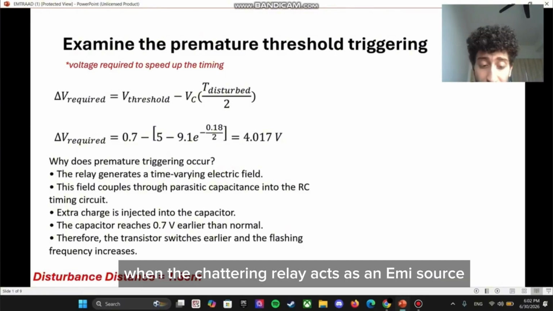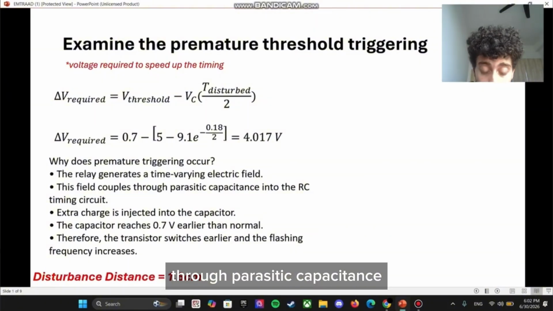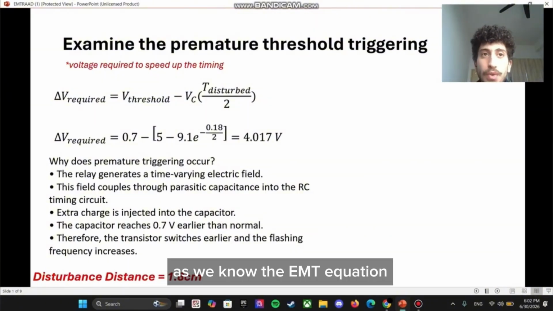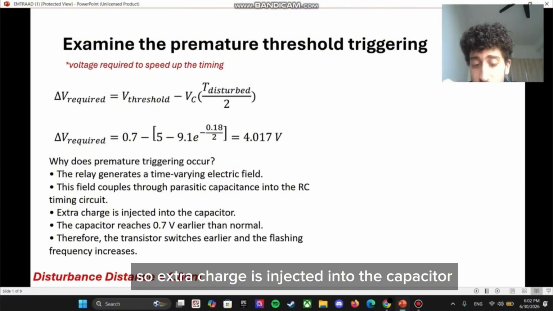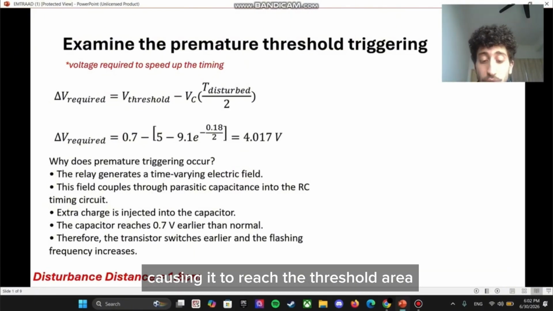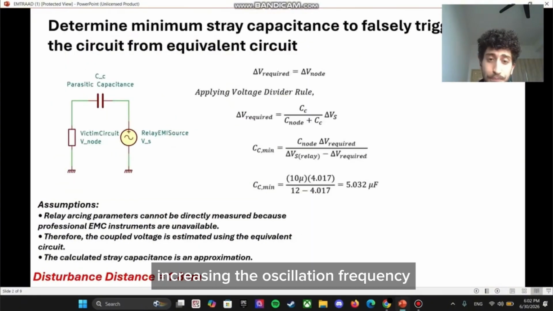However, when the chattering relay acts as an EMI source, its time-varying electric field couples into the circuit through parasitic capacitance. As we know from the equation Q equals C times V, extra charge is injected into the capacitor, causing it to reach the threshold earlier. As a result, the transistor switches prematurely, increasing the oscillation frequency.